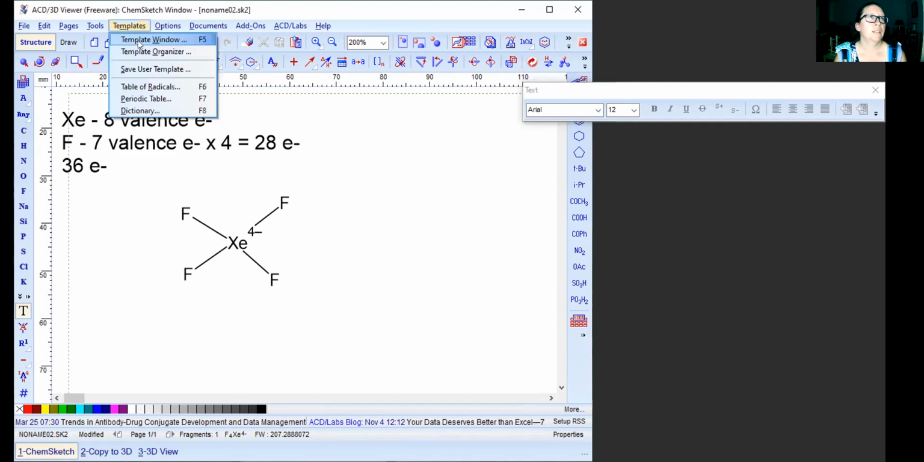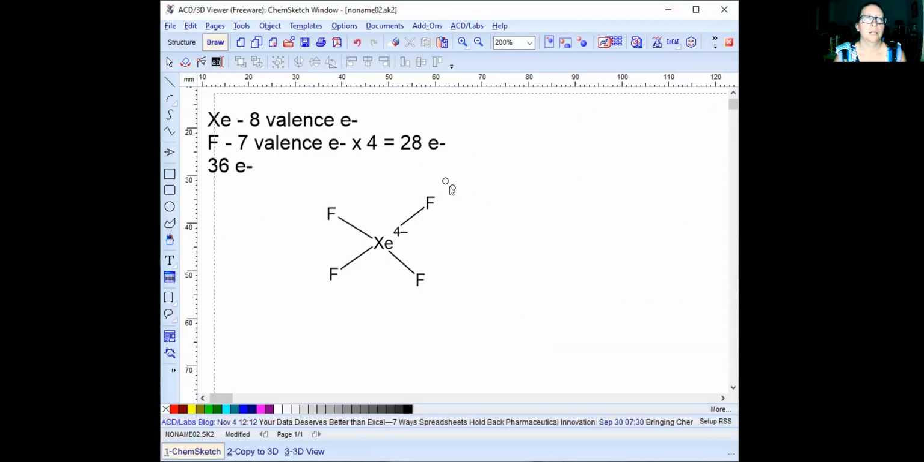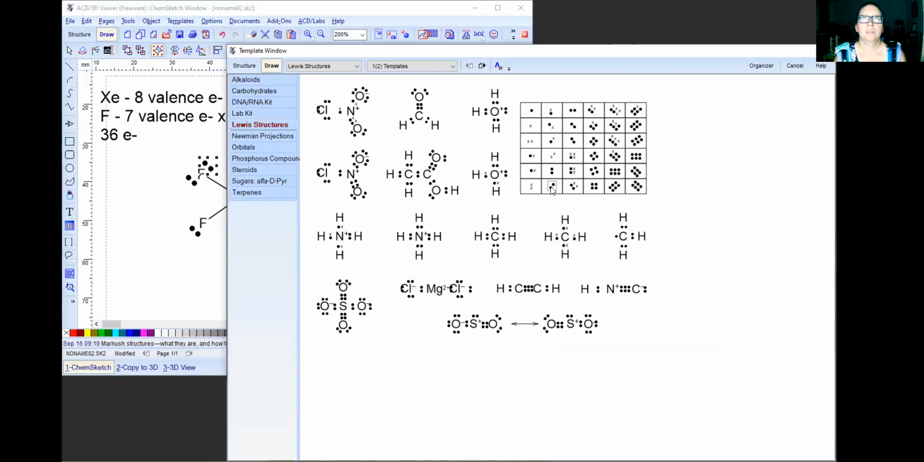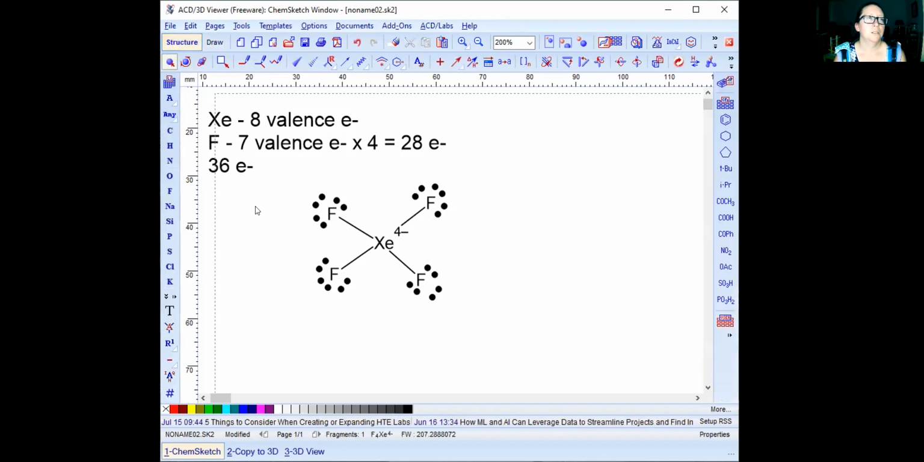So let me grab the template that has the lone pair electrons, and let me just add these to the atoms that are not our central atom. Let me grab the other diagonal electrons and add these. So let's count. How many electrons are we showing right now? 2, 4, 6, 8, 10, 12, 14, 16, 18, 20, 22, 24, 26, 28, 30, 32.